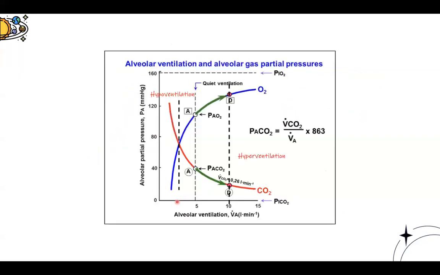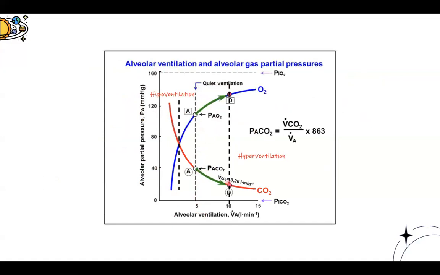And now we have it in graphic form. Graphs really help you understand, and I would really recommend you go over this graph again after the session and while you're studying. Now this is quiet ventilation. At this level, your alveolar ventilation rate is nearly 5. Your PaO2 should be around 100, and your PaCO2 is at 40.